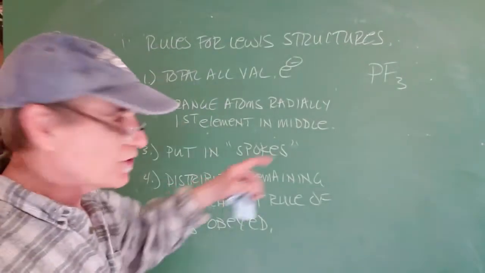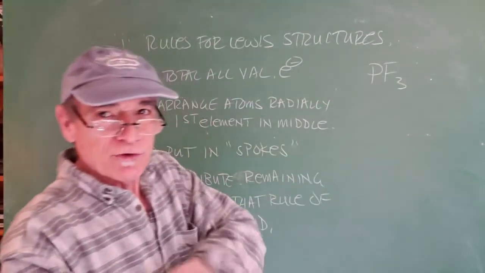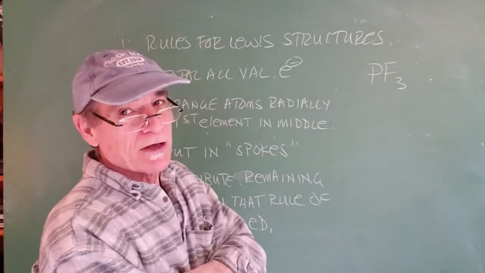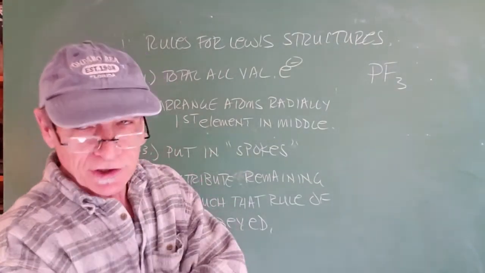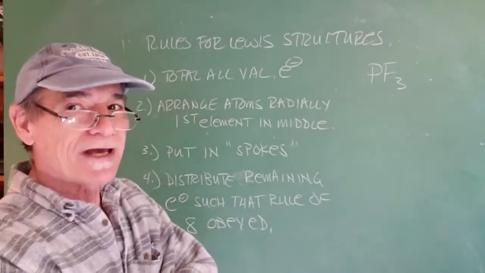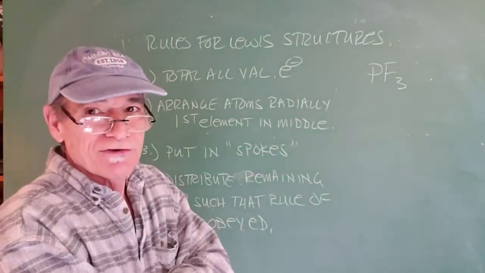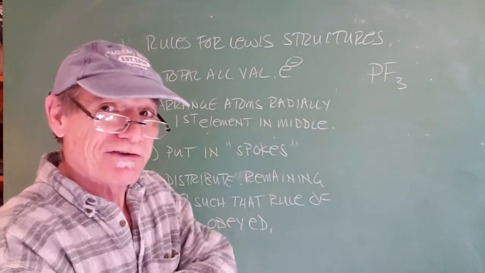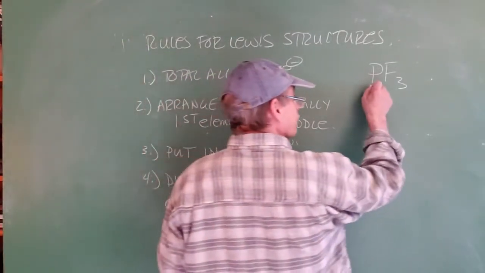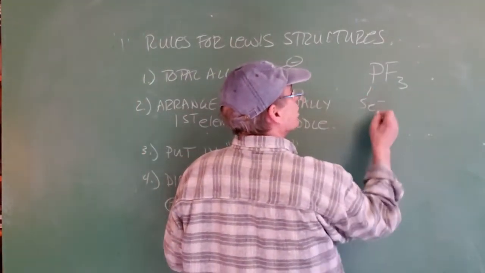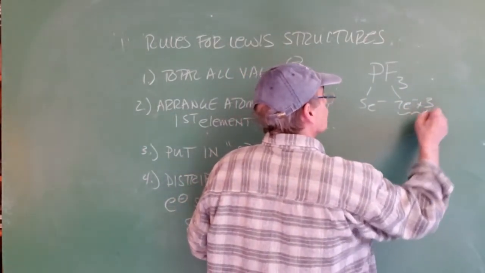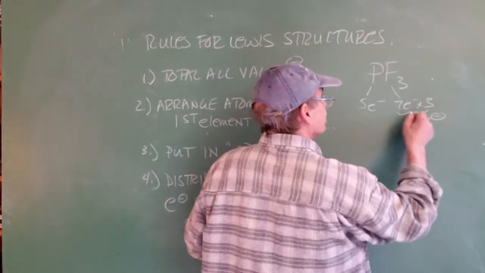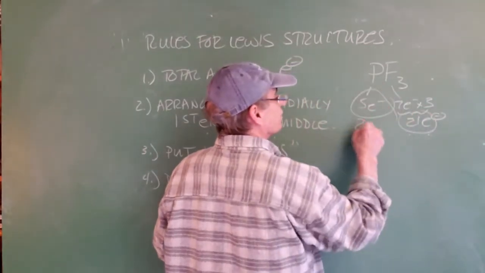Okay, I left the rules here, but here's another example. Phosphorus trifluoride. Now, don't skip this first step because you got to total up the valence electrons. You need to know how many electrons are allowed in the picture. Otherwise, you don't know when to stop and you'll just slather lone pairs all over everything. So, phosphorus in group 5. Fluorine's in group 7, and there's 3 of them. That's 21 electrons plus these 5 would be 26.